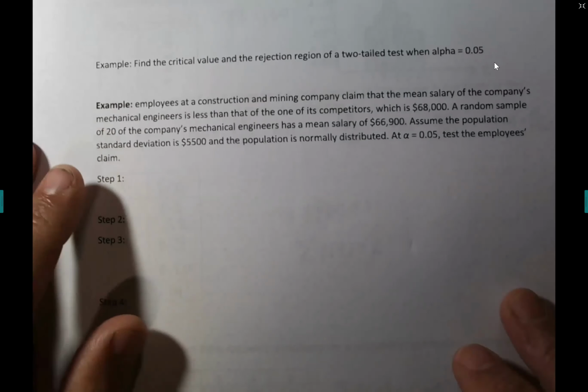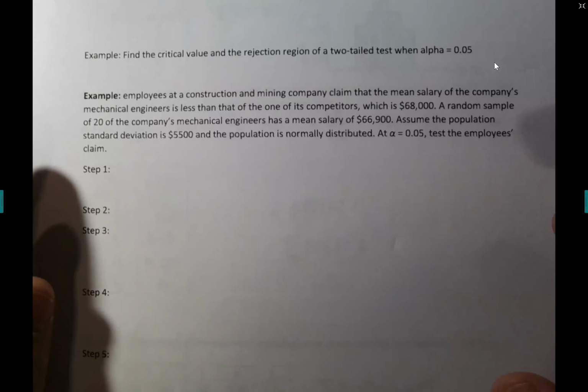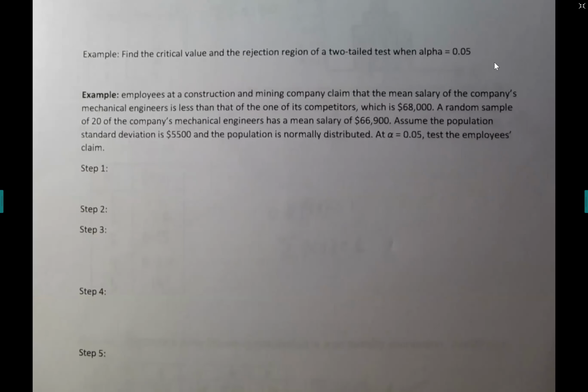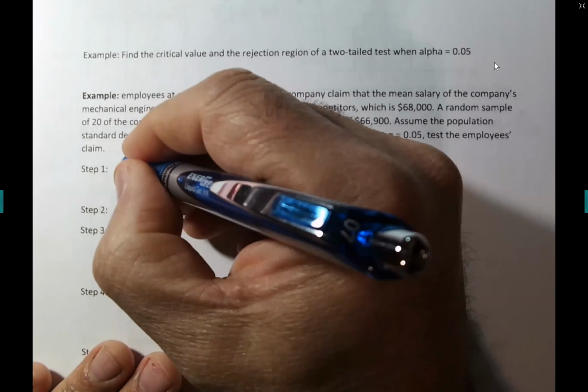Number 3. Employees at a construction and mining company claim that the mean salary of the company's mechanical engineers is less than that of one of its competitors, which is $68,000. They're making the claim that they are getting paid less than their competitors, which is $68,000. How would you state the claim, the null and the alternative, guys?